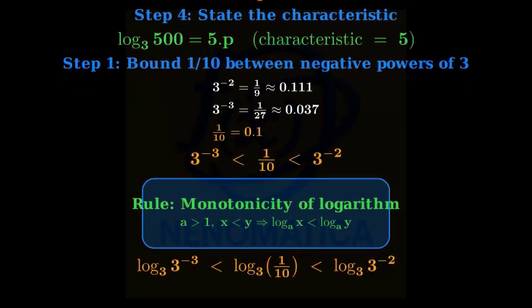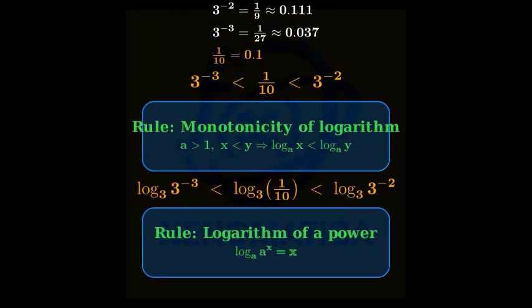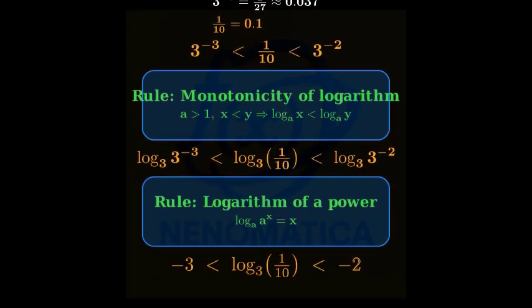Step 2 again applies monotonicity of logarithm with base greater than 1. Taking log base 3 of each term gives log base 3 of 3 to the minus 3 less than log base 3 of 1/10 less than log base 3 of 3 to the minus 2. Step 3. Use the power rule again to simplify the ends. We obtain negative 3 less than log base 3 of 1/10 less than negative 2.